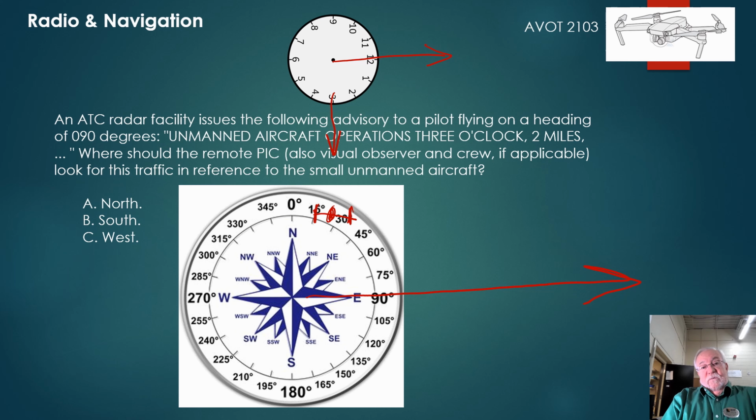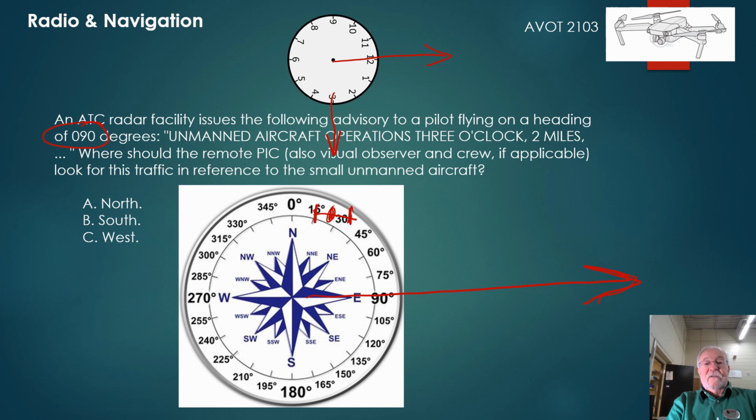We don't know which way you're pointing. You might be pointing that way, doesn't matter. They're asking you, is it north? Should you look to the north, the south, or the west? Well, if you don't know what the compass is, if you don't know what that means, then you can't really answer that question. The clues are he's going 090 heading.